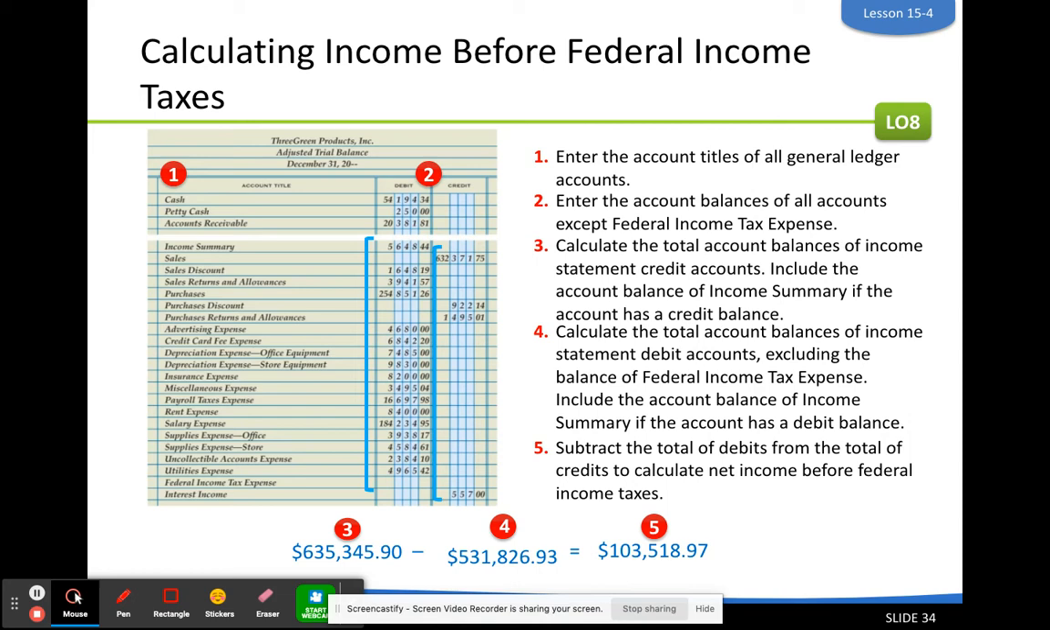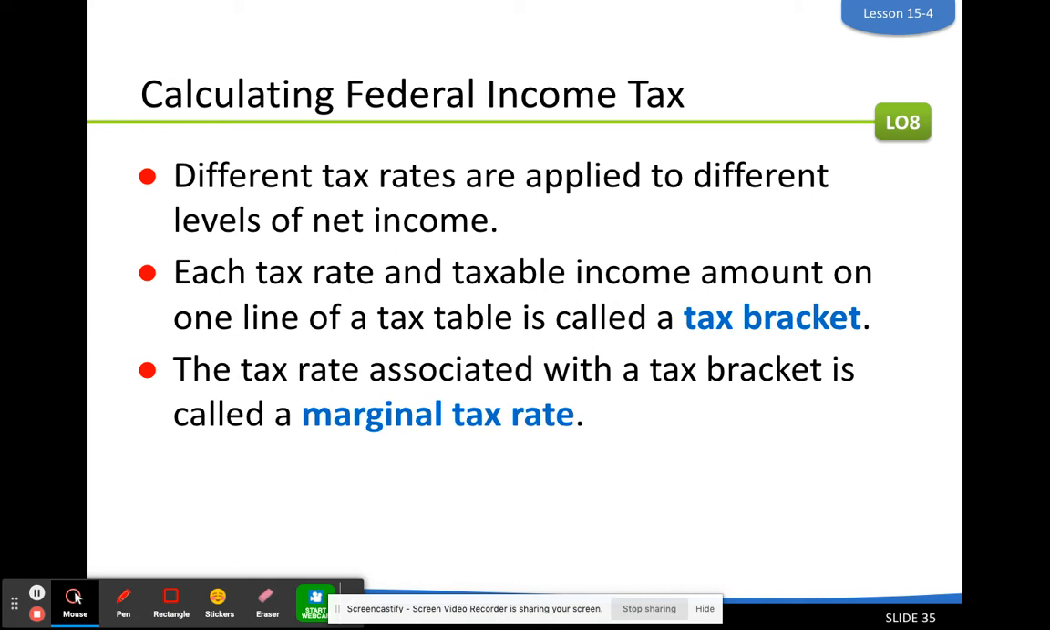That is the number that we're going to use to calculate our federal income tax. So it's important to understand that paying federal income tax for a company is similar to how we did it for our payroll tax. However, we no longer need to look at whether it's married or single and how many allowances the person has. Now we need to calculate the net income and then determine the tax bracket that they're in, and then the associated marginal tax rate.